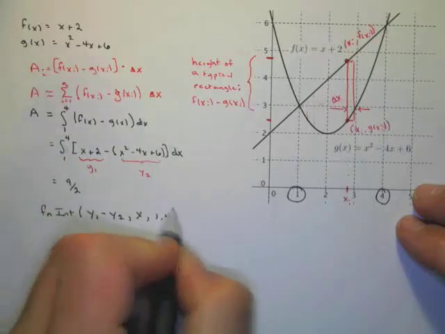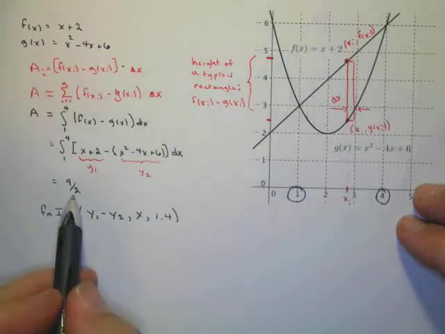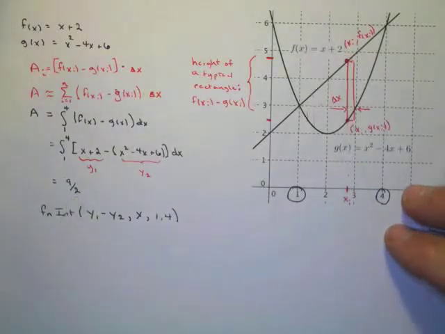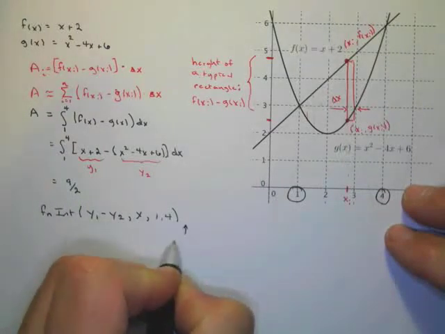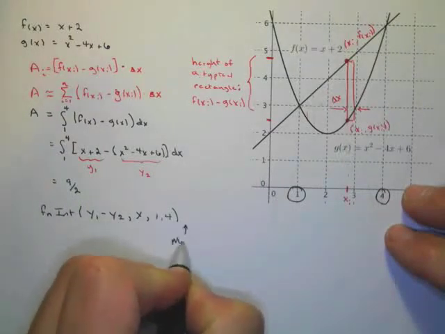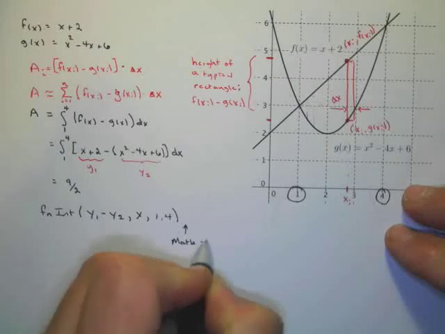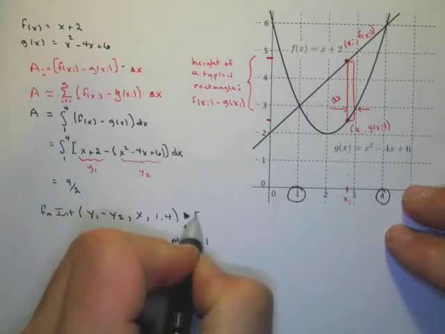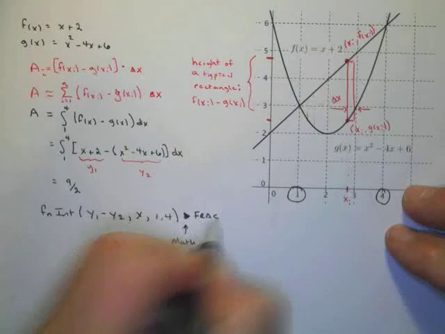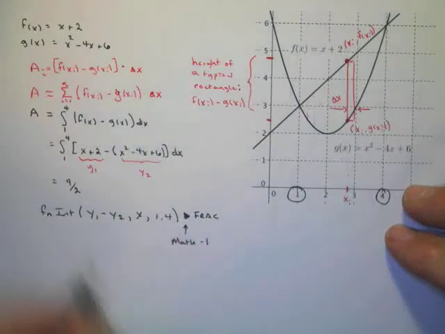Now, if you'd like to have 9/2, and this is a good habit probably to be in, go back to the math menu and choose math number 1, and you'll get the little diamond to a fraction. And that'll give you a fraction answer out, and the calculator will return 9/2 as your answer.